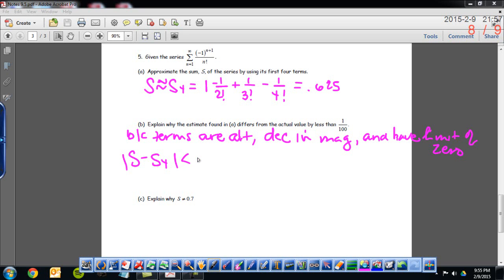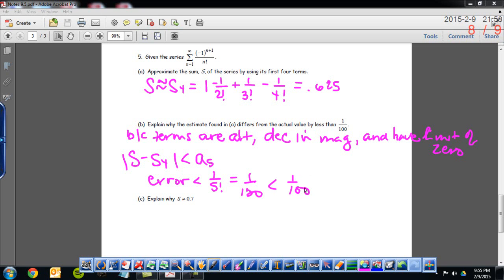So if I use the first 4 terms in my approximation, then my first neglected term that I did not use would be the fifth term. So my error is going to be less than the fifth term, and the fifth term is 1 over 5 factorial. It will be in your best interest to have your factorials probably through 5, maybe 6 memorized, but 1 over 5 factorial is 1/120th. So our error is less than 1/120th, which is less than 1/100th. And that's really what I would expect you to write.